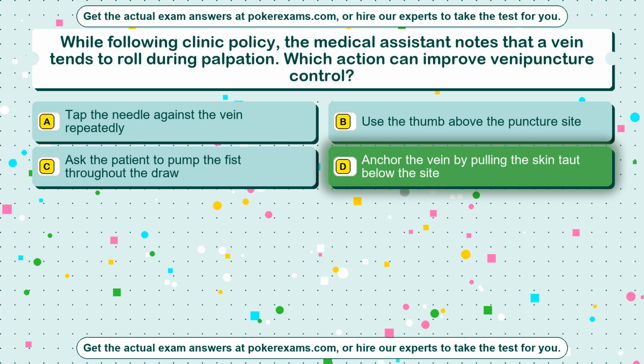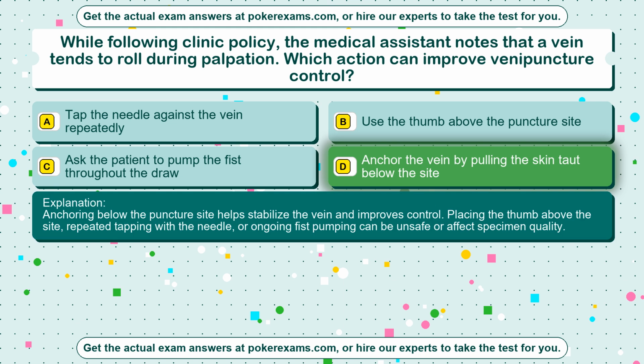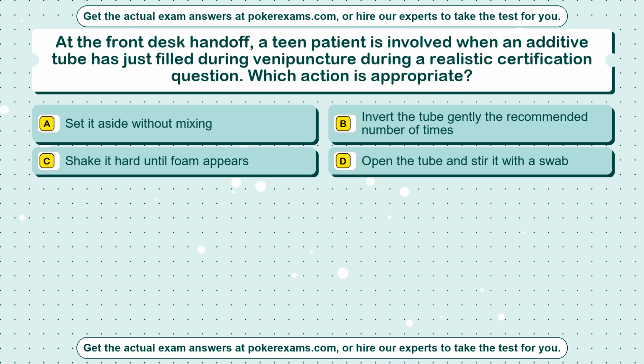The correct answer is option D, anchor the vein by pulling the skin taut below the site. Anchoring below the puncture site helps stabilize the vein and improves control. Placing the thumb above the site, repeated tapping with the needle, or ongoing fist pumping can be unsafe or affect specimen quality.